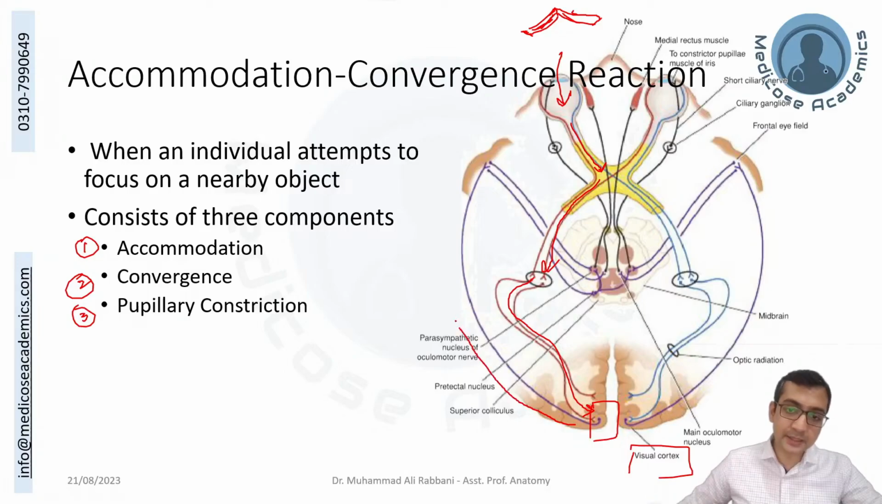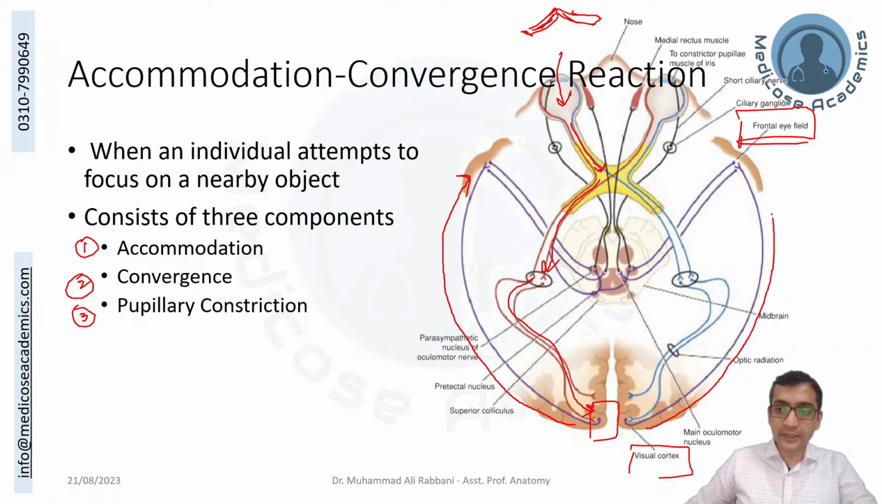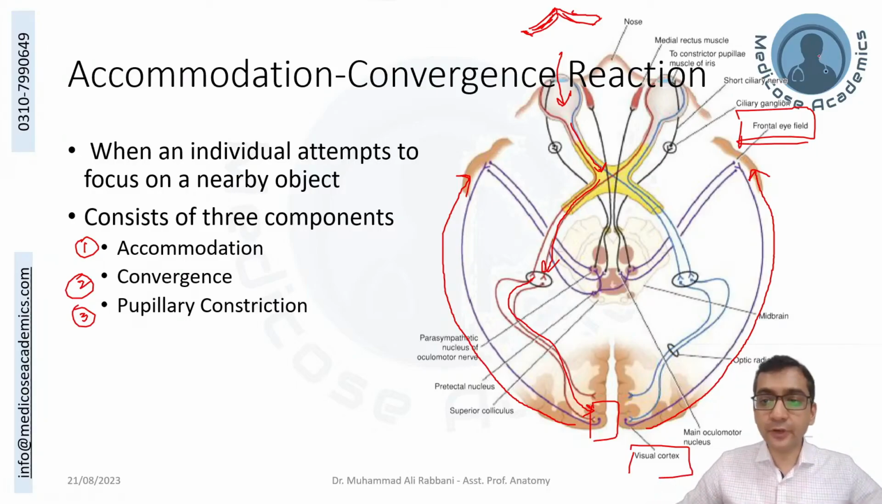It sends the signal to another area. That area is called frontal eye field. It sends the signal to the frontal eye field. It asks the frontal eye field to activate accommodation. What does the frontal eye field do? It sends signals down, and it activates the nuclei that are responsible for these functions.